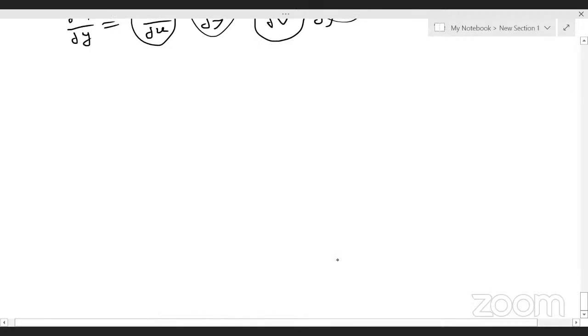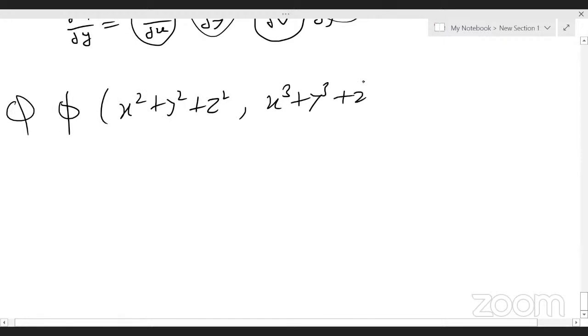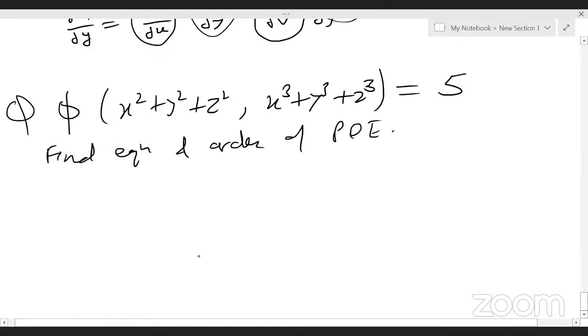Now, as a homework, you guys can try one question, which is phi of x square plus y square plus z square, comma x cube plus y cube plus z cube is equal to 5. Find the PDE. Find the equation and order of PDE. This is a very simple question.